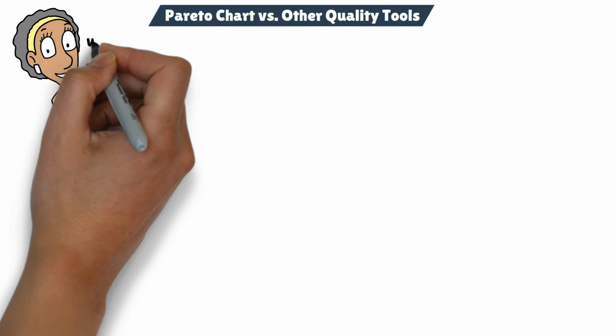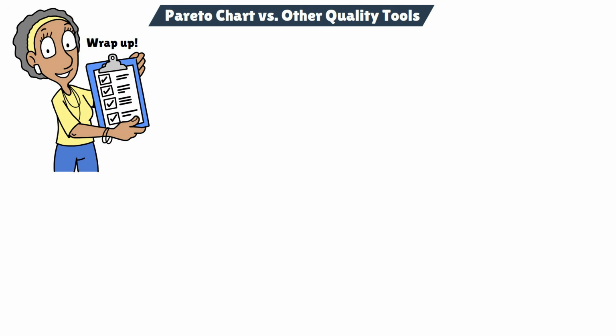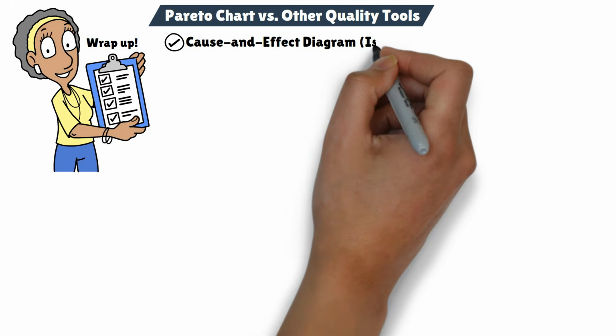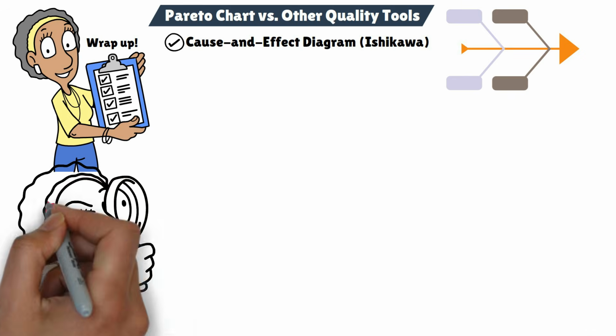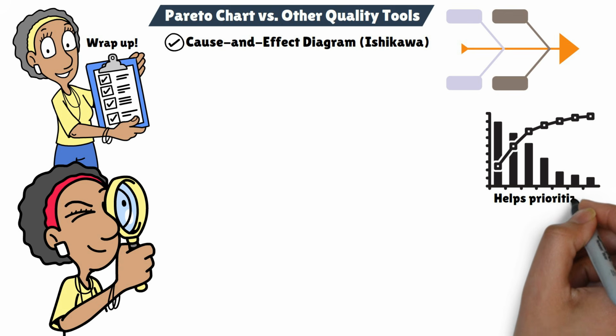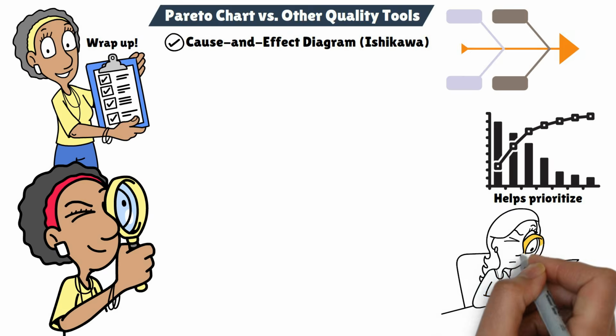Before we wrap up, let's briefly compare the Pareto chart to other common quality tools. Cause and effect diagram, Ishikawa. This diagram is used to identify potential causes of a problem, while the Pareto chart helps prioritize which of those causes to focus on based on frequency.